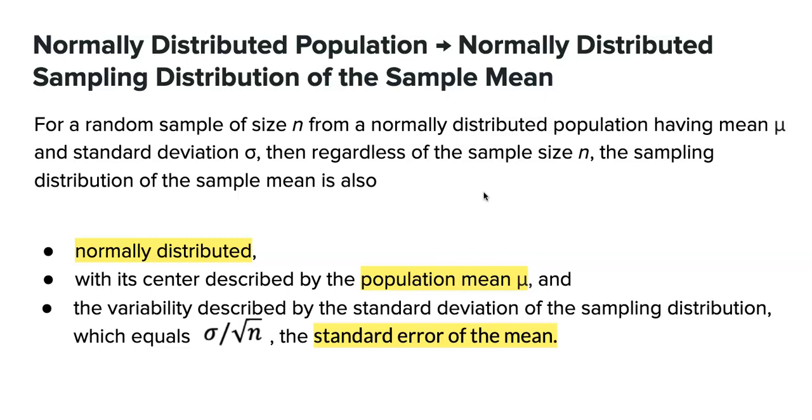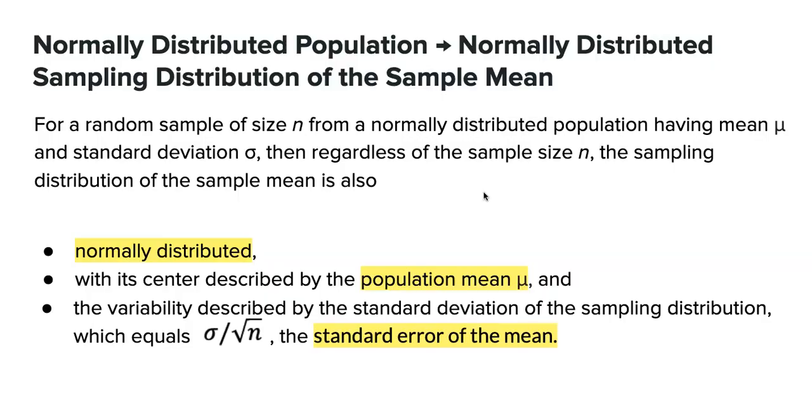So in this slide, what you will need to know is that if they tell you that the population that the sample got sampled from is normally distributed, then the sampling distribution, regardless of the size of the sample, is also going to be normally distributed.